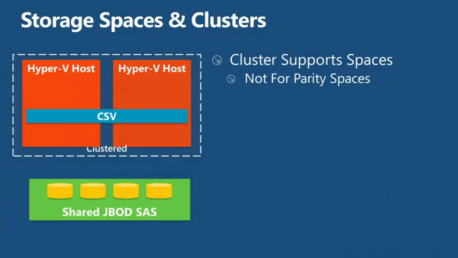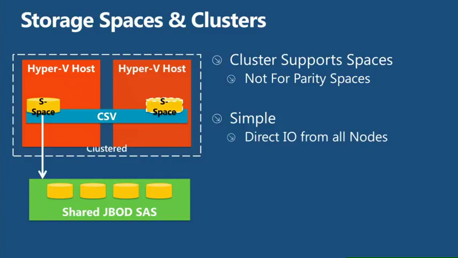Now, storage spaces for a standalone system is interesting, but let's talk about where it plays in the virtualization context, right? You absolutely need cluster support for spaces for it to be viable to be used in a virtualization scenario. And both simple as well as mirrored spaces are supported by cluster. It's just not ready for parity spaces. Just want to call that out. For simple space, you have the concept of direct I/O from all nodes. So it's presented as read-write to both nodes, just as a regular disk would do from a CSV perspective.